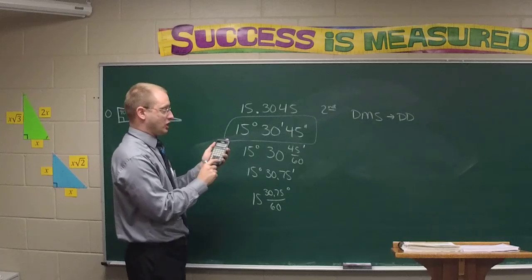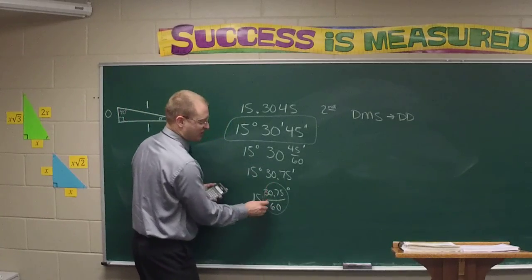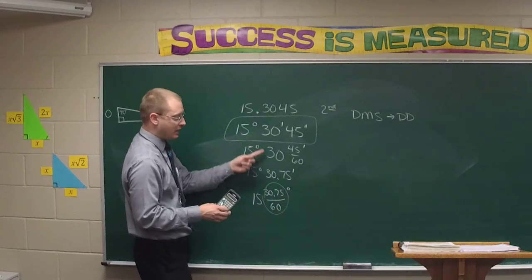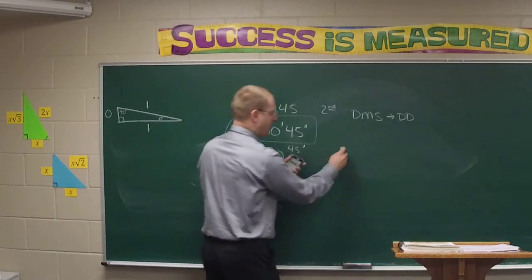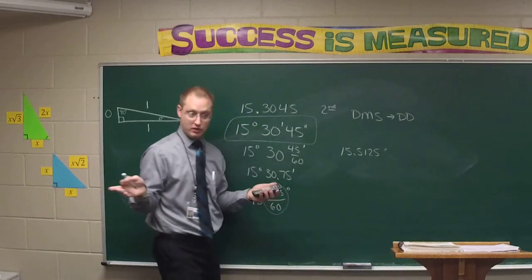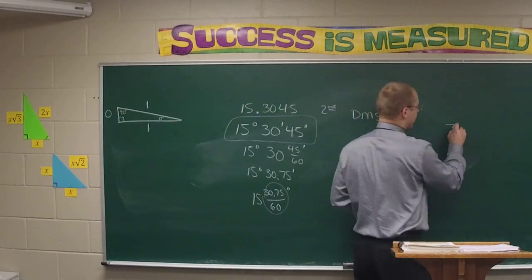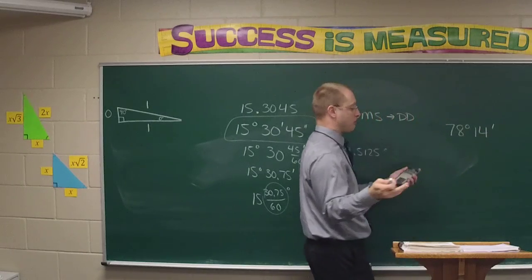15.3045, second function, DMS to DD, and it gives you, now you knew this was going to be just barely bigger than half, right? 30 is half of a degree. It's going to be a tiny bit bigger than half a degree. It's not 15 and a half, but 15.5125 degrees. Make sense?